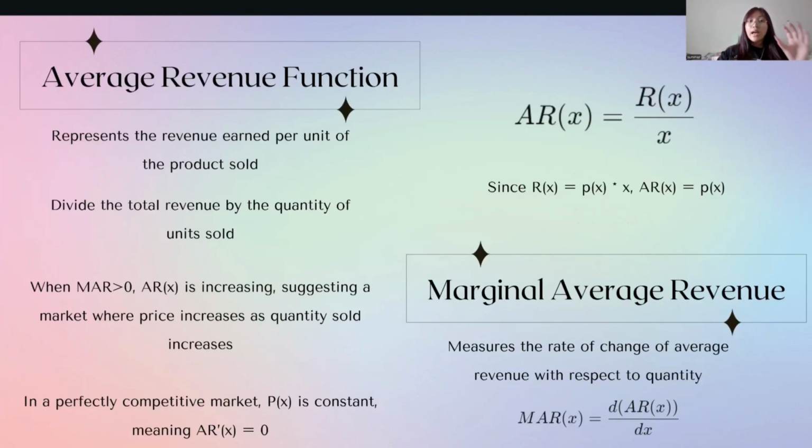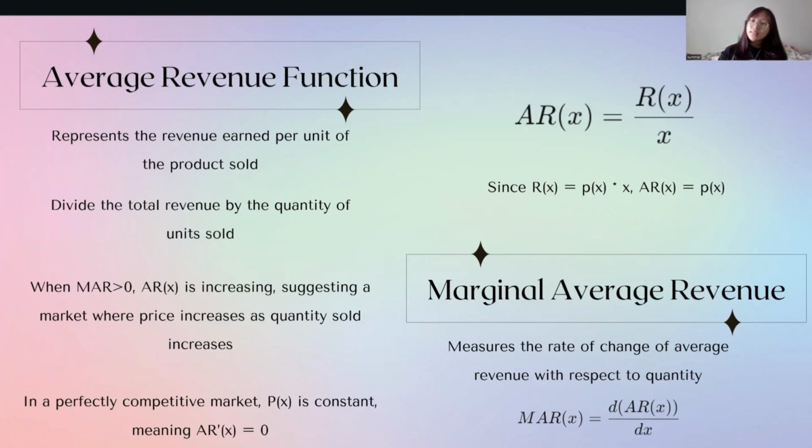Now let's take a look at the average revenue function. Similar to the average cost function, the average revenue function represents the revenue earned per unit of product sold. This can be found by dividing the total revenue by the quantity of units sold, as you can see there. Average revenue function is equal to revenue function divided by x.